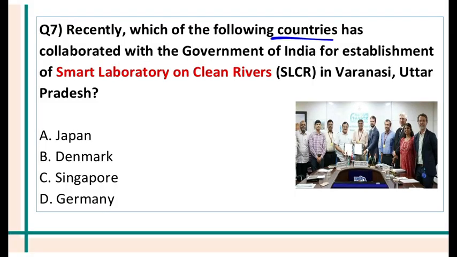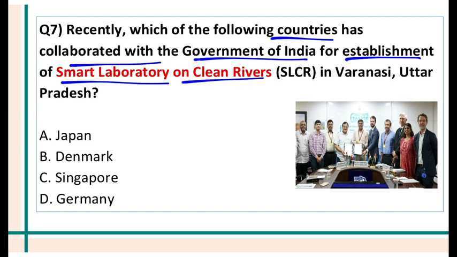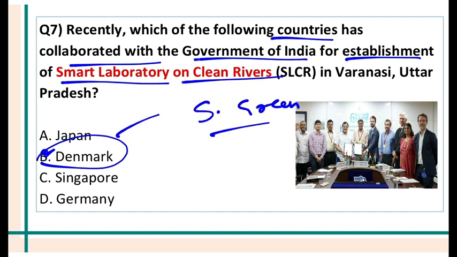Which country has collaborated with the government of India for establishment of a smart laboratory on clean rivers in Varanasi in UP? Smart laboratory on clean rivers. So which country? The answer is Denmark. Denmark is the only country with which India has a strategic green partnership. So government of India, BHU, and government of Denmark, and from government of India, it was the Ministry of Jal Shakti which went ahead with this smart laboratory on clean rivers.